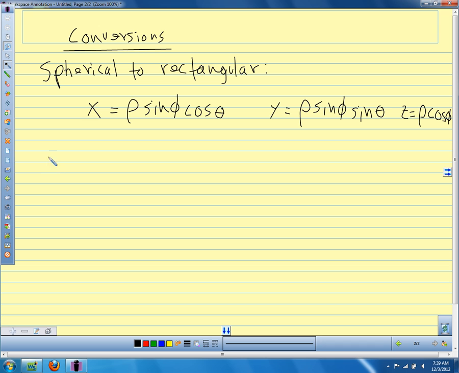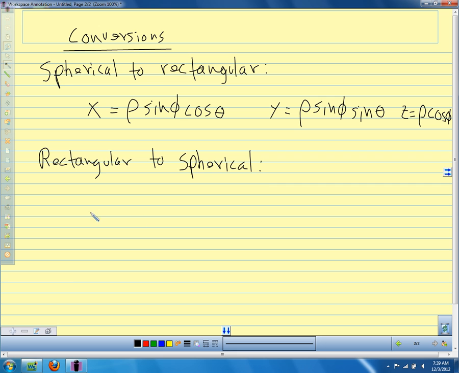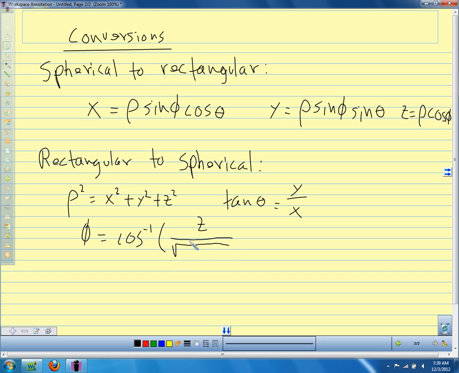And to go the other way, rectangular to spherical. See if I can get it right this time. Rho squared equals x squared plus y squared plus z squared. Tangent theta is y over x. And phi is the inverse cosine of z over the square root of x squared plus y squared plus z squared.